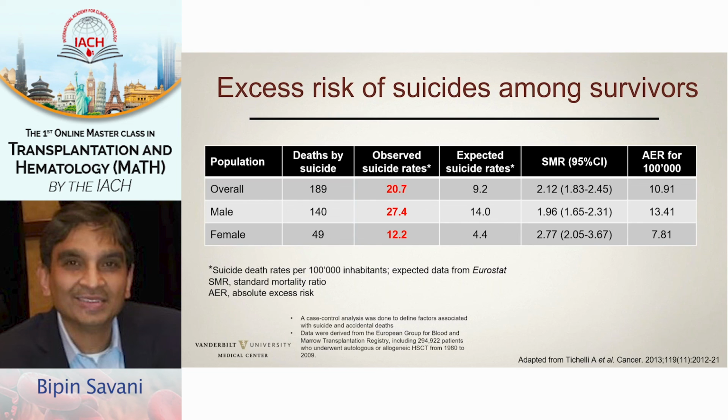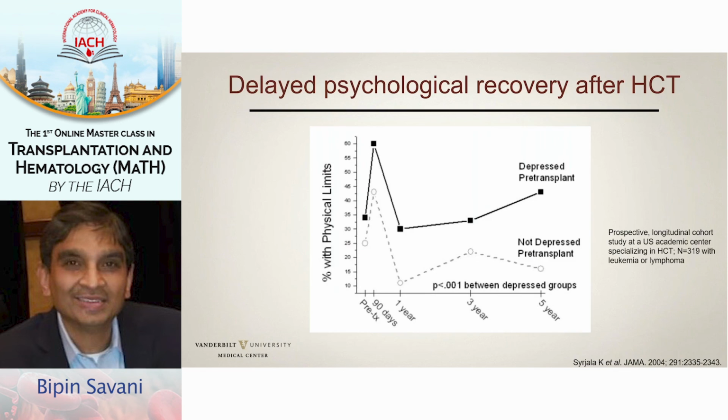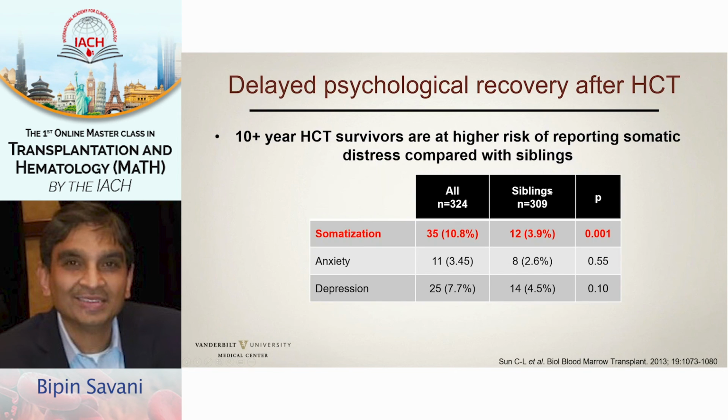There is an excess risk of suicide among survivors, an absolute excess risk of 11, and nearly 14 per 100,000 in male long-term survivors. Very sad. And this group of patients suffers from delayed psychological recovery, especially those who had a pre-existing psychological problem; they are at high risk of continued worsening problems. And this is very disturbing. It is a common reason for frequent ER or clinic visits, which increases the cost of post-transplant care.